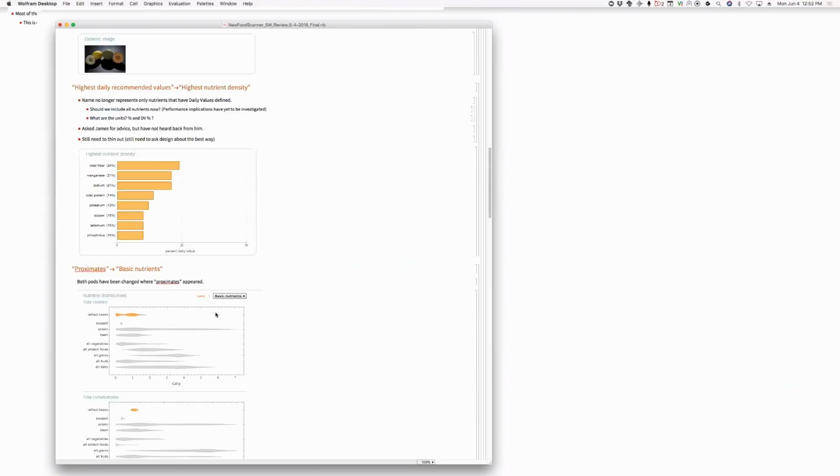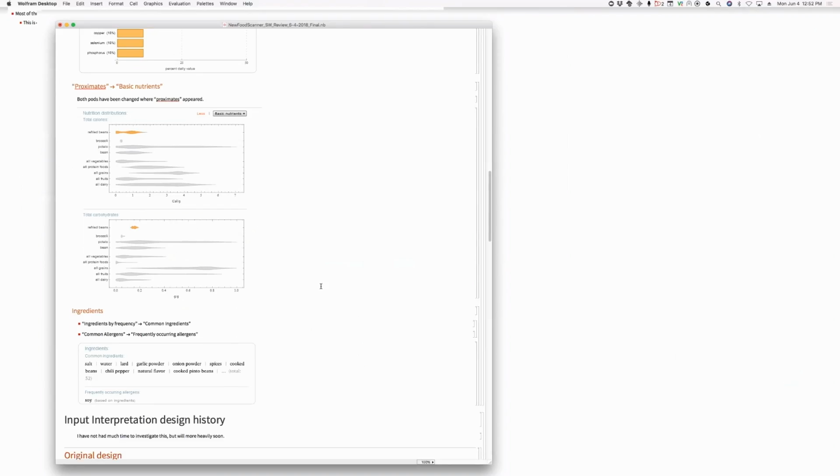Then I will talk. Let's basic nutrients. Okay. Oh, that's up there. Okay. The rest of the notebook is all input interpretation. Okay. Are we going to be able to get Jeremy or not?